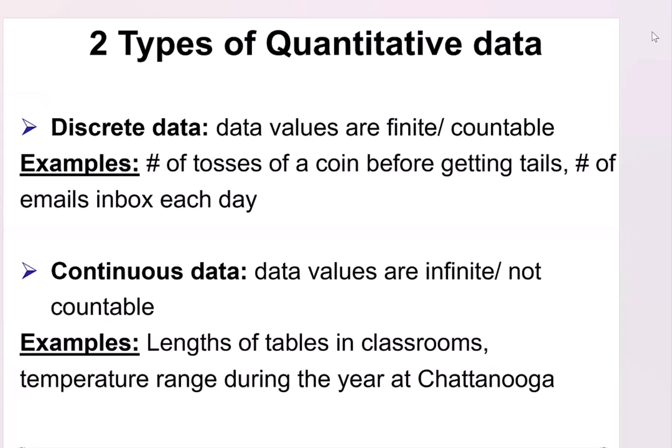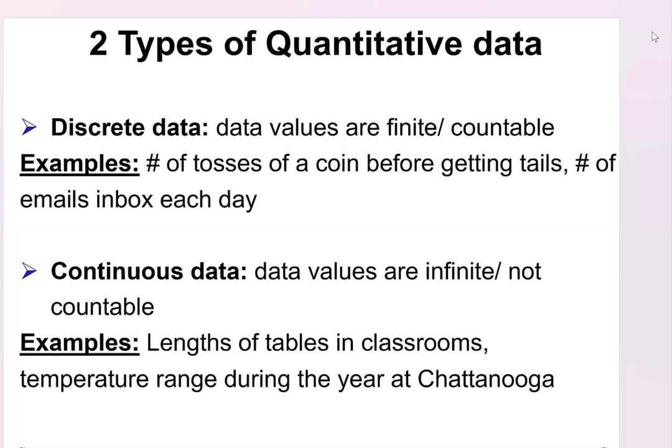So discrete here is the kind of quantitative data with values that are finite and countable. For example, the number of tosses of a coin before you get the first tail. So maybe you do 1 toss and you get the first tail. And you do 2, someday you do 3, 4, 5, 6. Maybe one beautiful day, you toss a coin 1,000 times, you still don't find a tail. It may happen, right? The number of emails in your inbox each day, maybe 0, 1, 2, 3, 4, 5. So it's a count in nature, right?